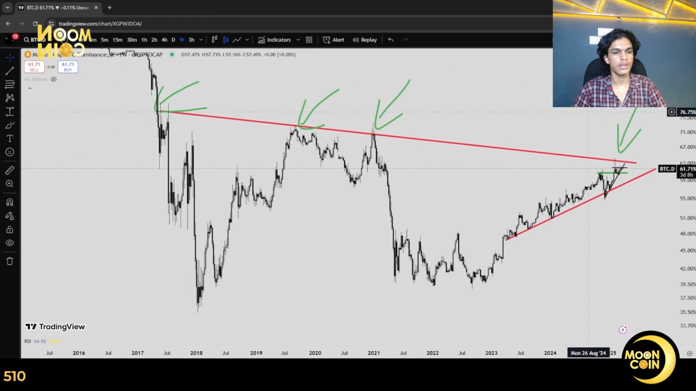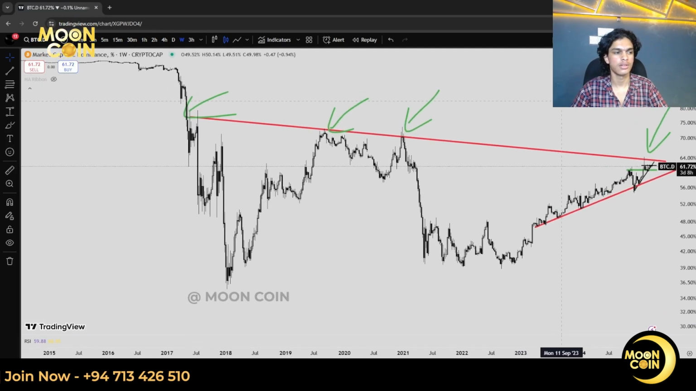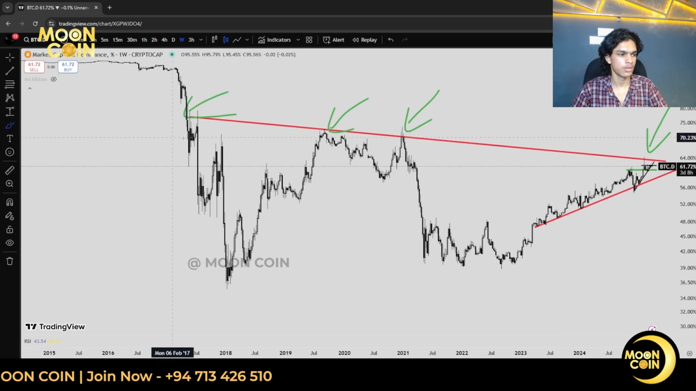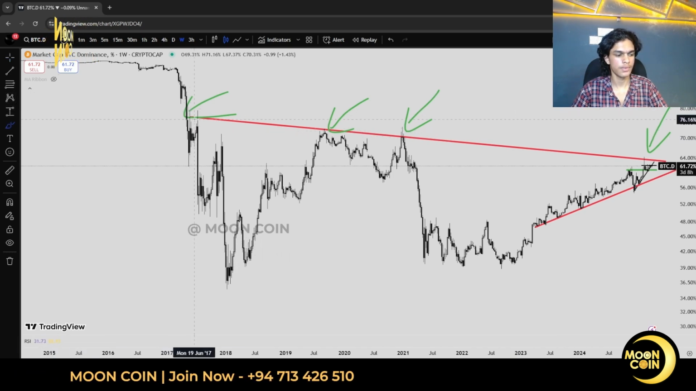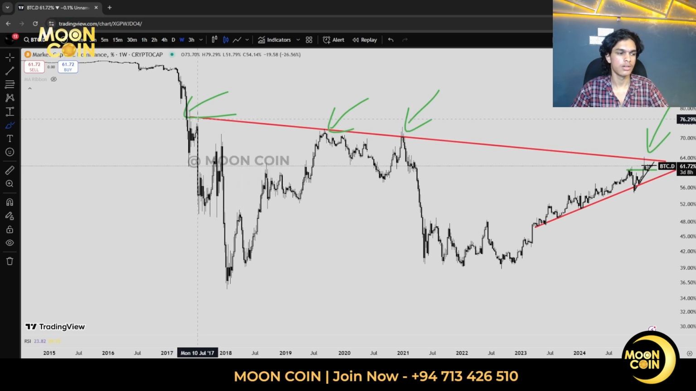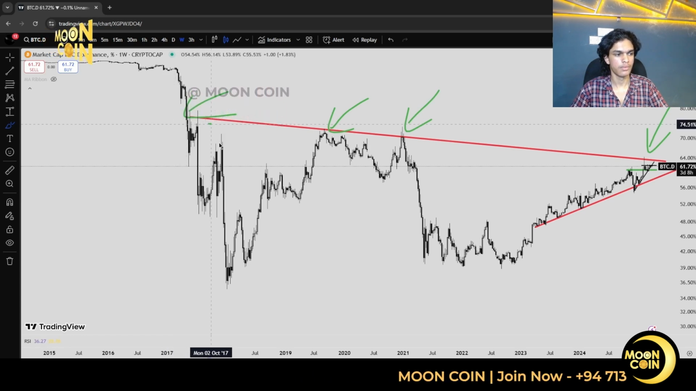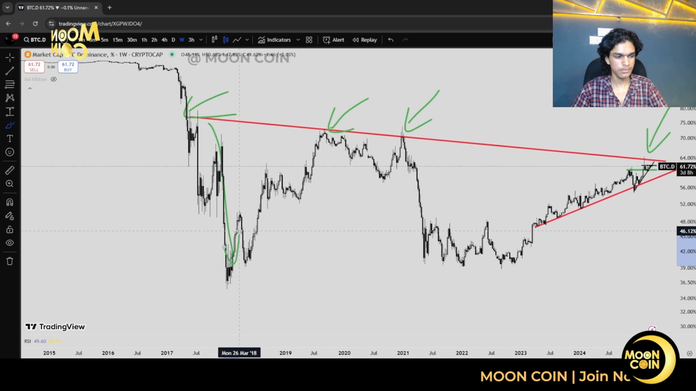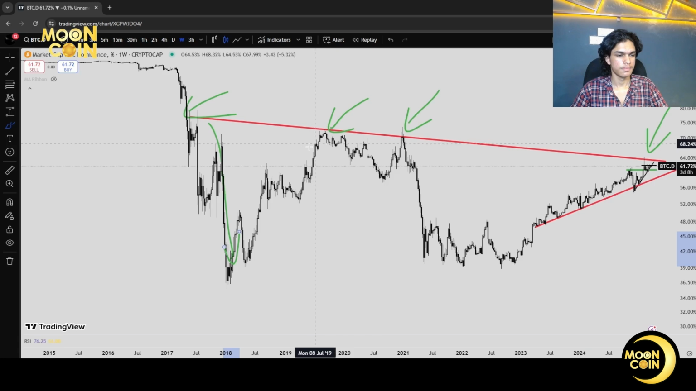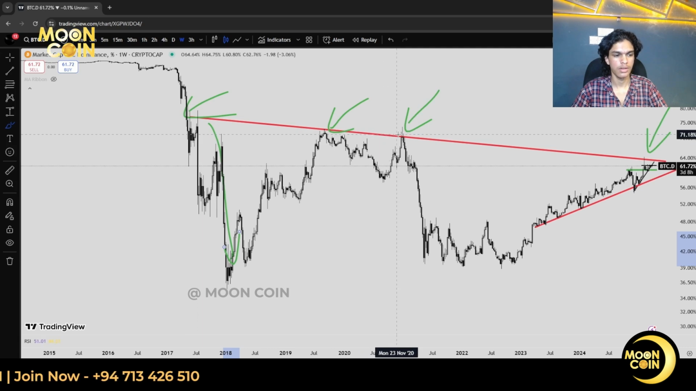So what happened after every mitigation of the resistance line? Let's see. This is the period of the altseason, I mean 2017, or nearly 2016. Yeah, it was nearly at that period. We had aggressive selling, and the altseason was on the way. And the next one was in 2020. You can consider 2020 and 2021.